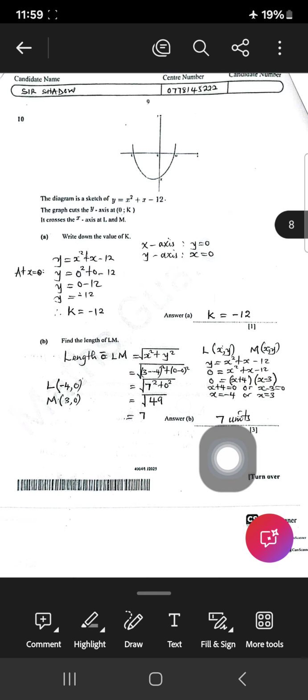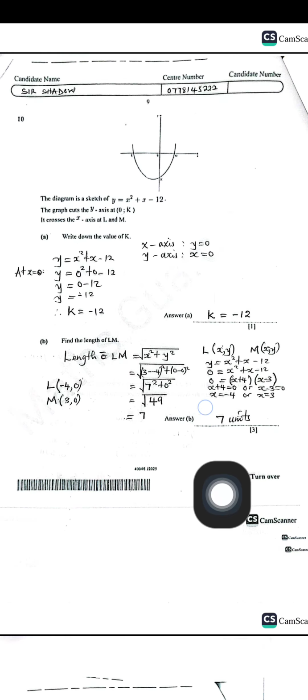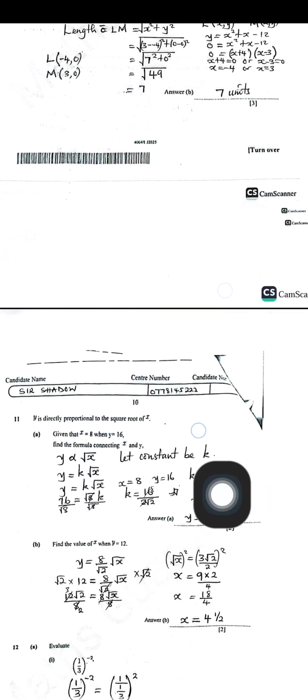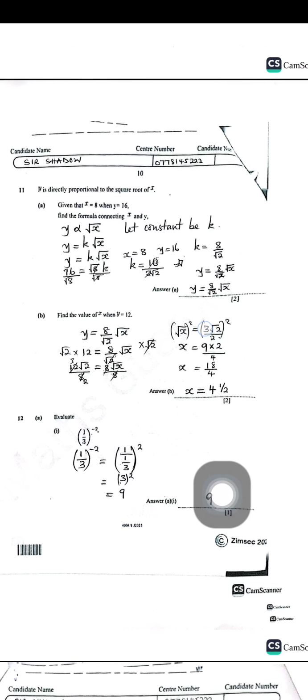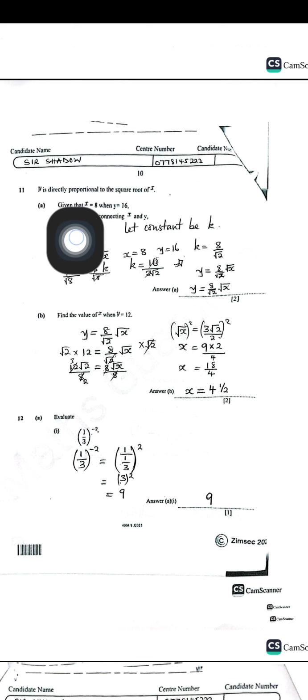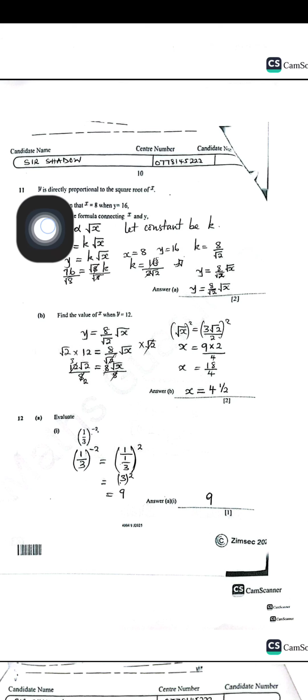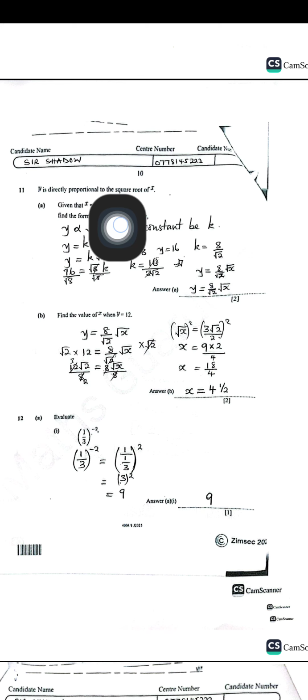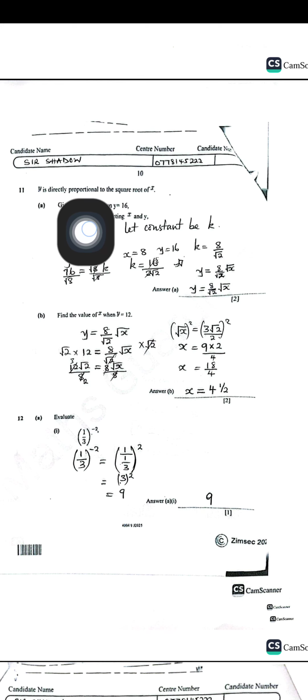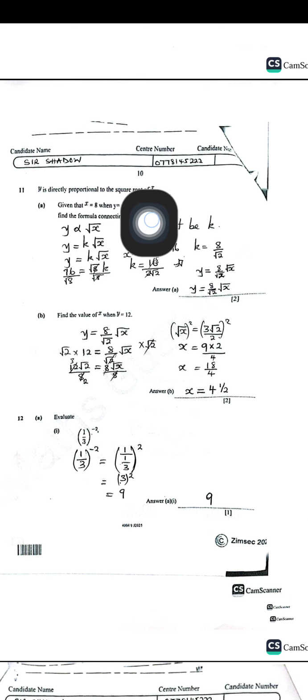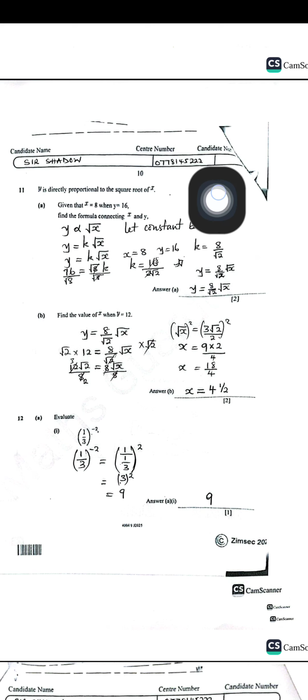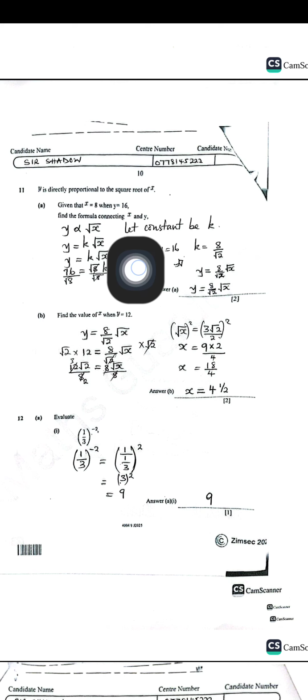The length LM is 7 units. Right, let's move on to another question, which is question number 11. We are given that y is directly proportional to the square root of x.